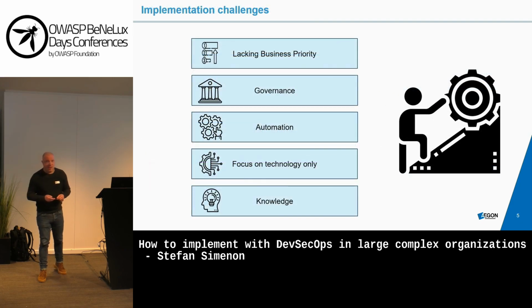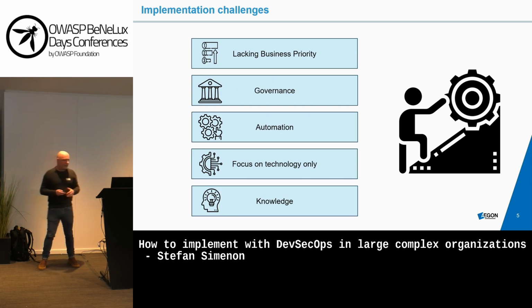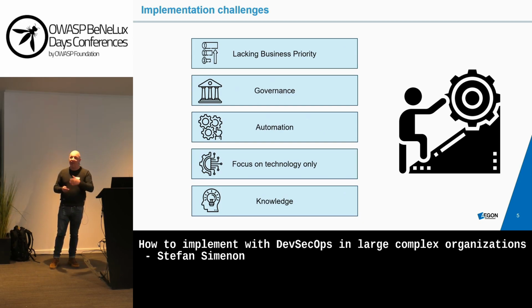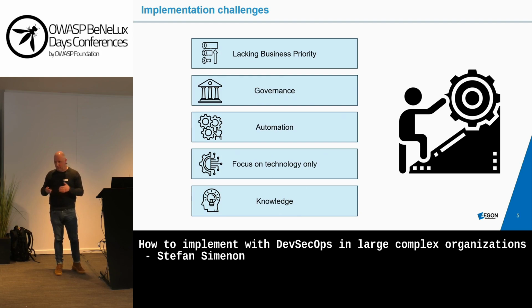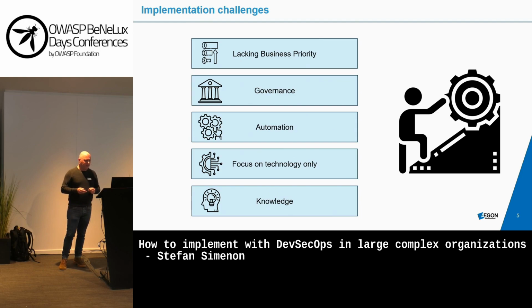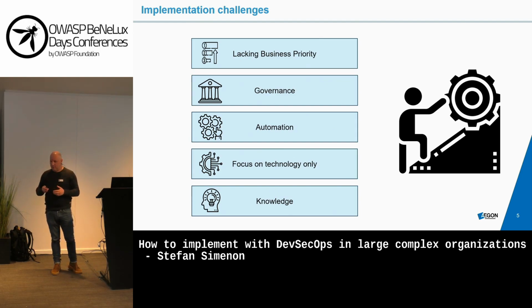So what are implementation challenges in big companies? So business priority is one, and later I'm going to elaborate what you can do against it, or what you should do against it. Governance is a second important one. Automation is important. What you see is that companies are focusing on technology only. They underestimate or they don't think of the culture, the way of working, and something which is also often underestimated is knowledge of developers, but also knowledge of business and management.